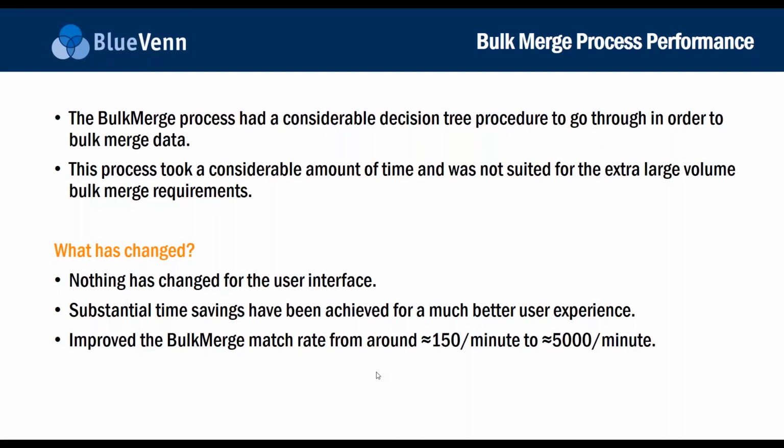So we've looked at the process in its entirety and re-engineered it. And as a result, we've made some huge savings with regards to merging performance. So you can now see it's actually gone from 150 per minute to 5,000 per minute. But the good thing is nothing's actually changed for the user interface. So people will be able to use it regardless of any changes that we've made in the background.